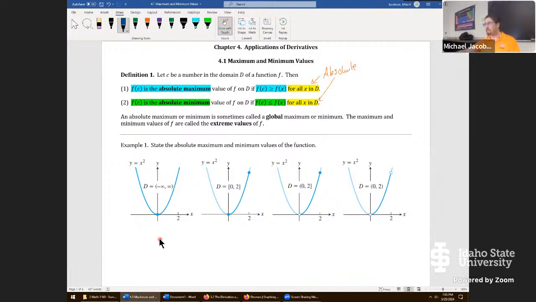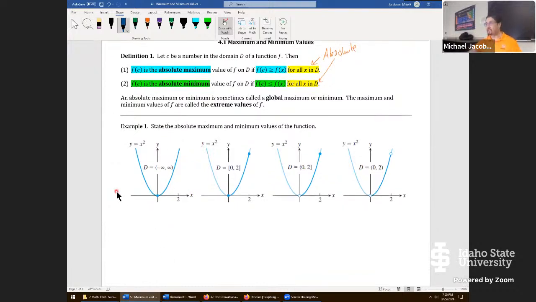Let's do maximum first, then go down to minimum on each one of these graphs. When you look at these functions, they're all y equals x squared, but it's in fact 4 different functions, because a function comes with not just the formula for calculating, but also the domain, and the domain has changed on every single one of these. So it's up to us to see what will happen to the maximum values and the minimum values.